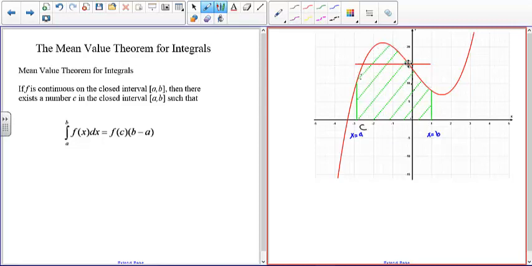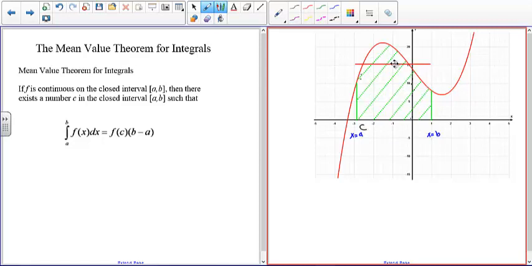But also there's a second value of x, that would be that point. So c would be the x value, f of c would be the y value, and that y value multiplied by the difference here would give you the same area as the area underneath the curvy part.